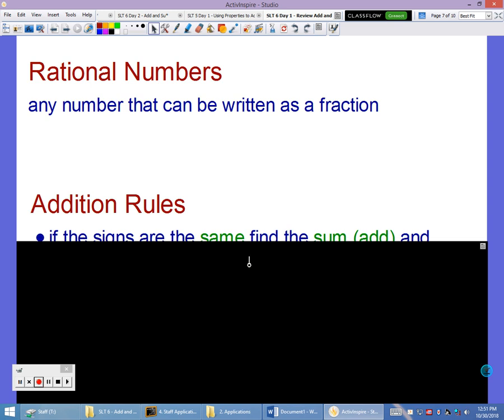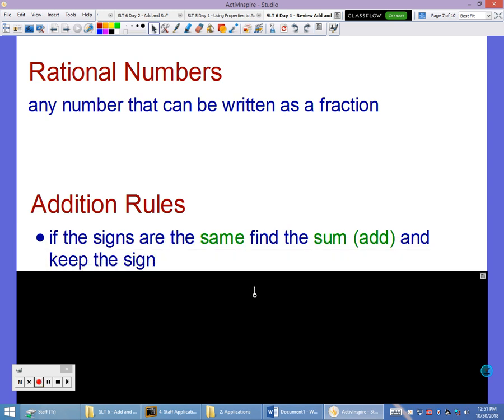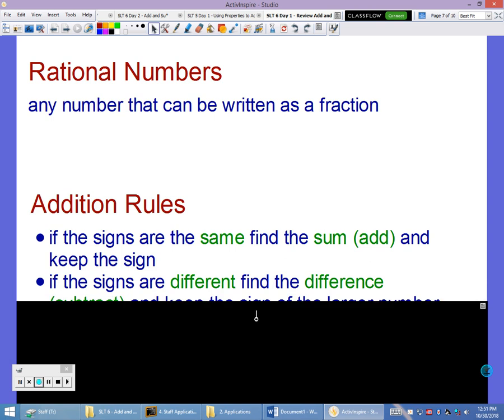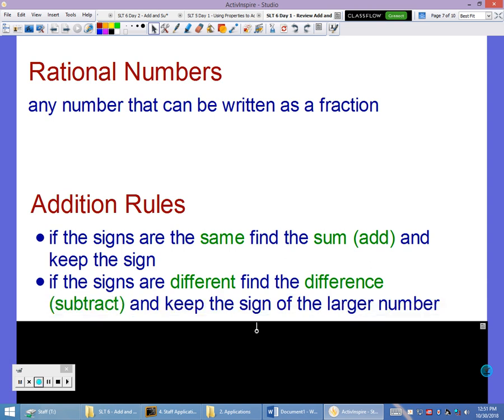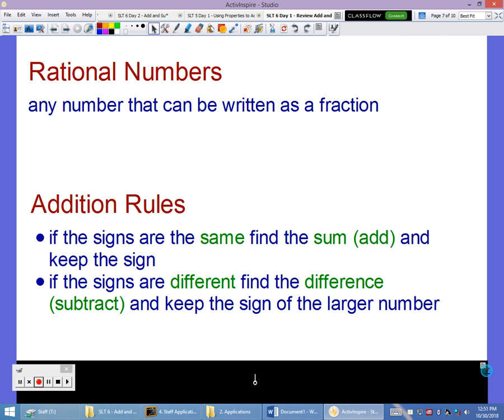The addition rules state that if the signs are the same, we find the sum of the two numbers, which means we add them, and we keep the sign. So if both numbers are positive, our answer is positive. If both numbers are negative, our answer is negative. If the signs are different, then we find the difference or subtract the numbers. In this case, we would subtract the bigger absolute value minus the smaller, and then take the sign of the larger number.